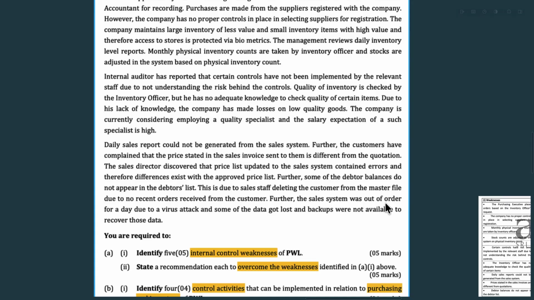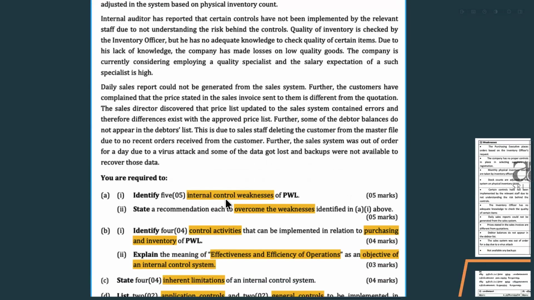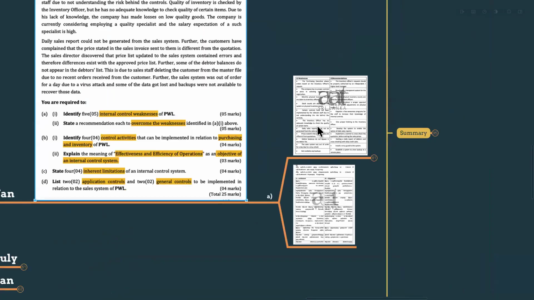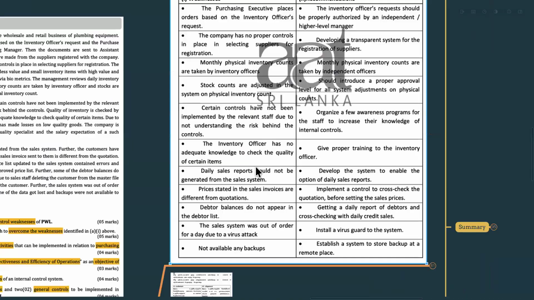Further, the sales system was out of order for a day due to a virus attack. So there is no cyber security. They have not installed any antivirus for this particular application. Right? Some of the data got lost and backups were not available. Even a backup system is not available. Again, so many deficiencies. Not only 5 deficiencies, Midas, you can write more than 20 here, as well as the best practices. I have explained each process to you, right? So you can easily gain 10 marks. So see the common answer.